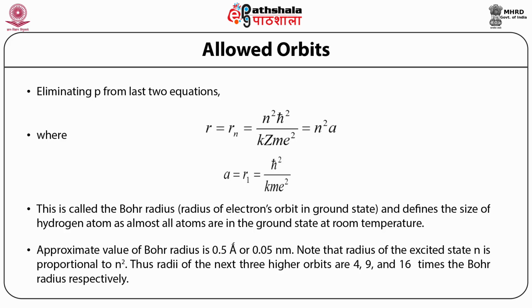So it is important to note from the first of these equations that the radius of an orbit is proportional to n square. Well, if the radius of the first orbit is a, then the second orbit should be 4a, and the radius of the third orbit should be 9a, and then it should be 16a, like that. So these are the allowed radii of electrons in a hydrogen atom. That is the radius of the electron in the ground state and the various excited states.